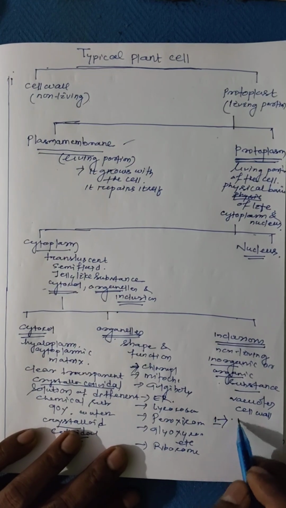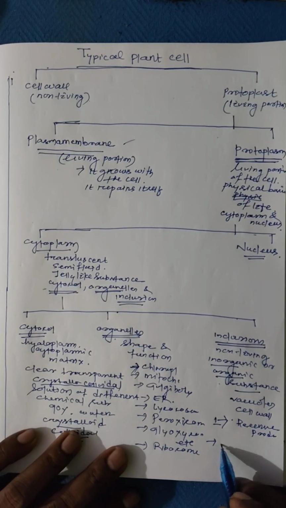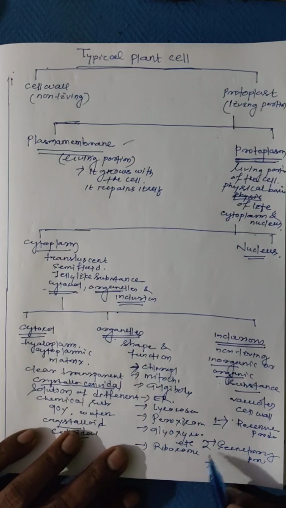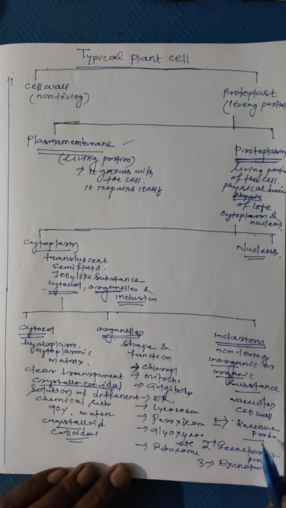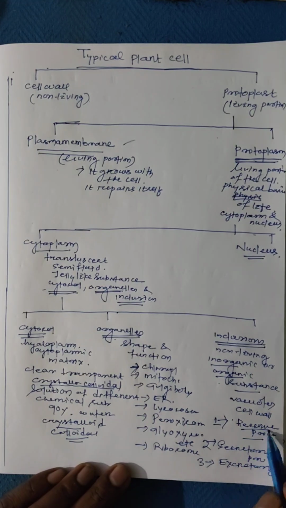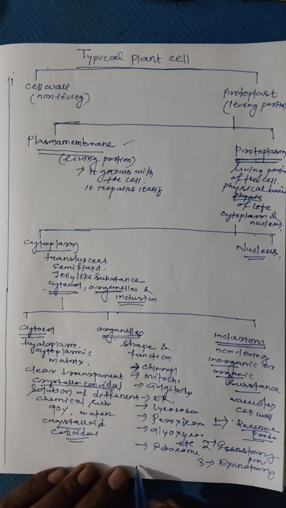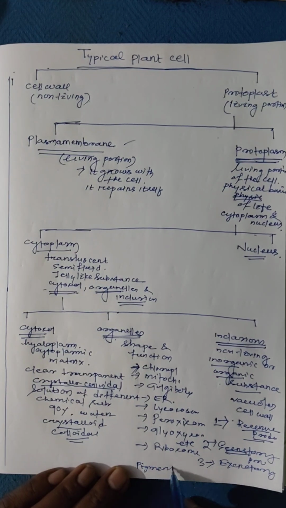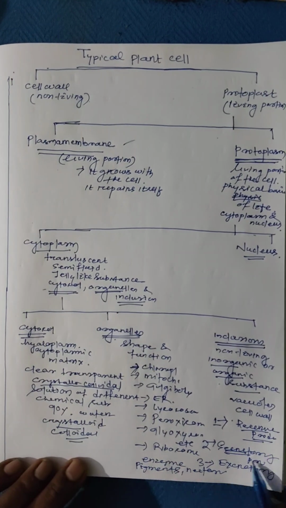The first one is the reserve products, the second is the secretory products, and the third is the excretory products. The reserve products include carbohydrates, proteins and nitrogenous products, fats and oils. And secretory products are pigments, nectars, and enzymes.